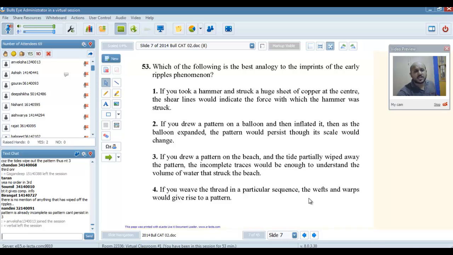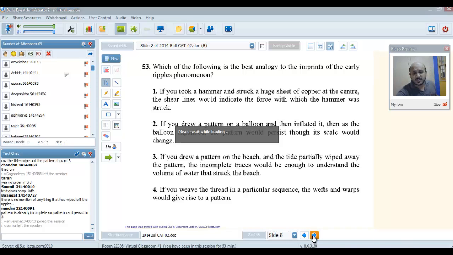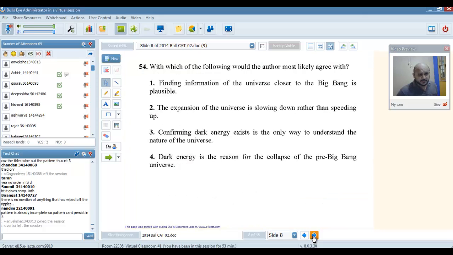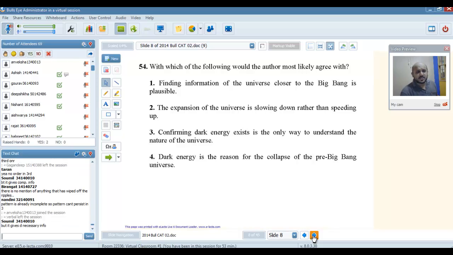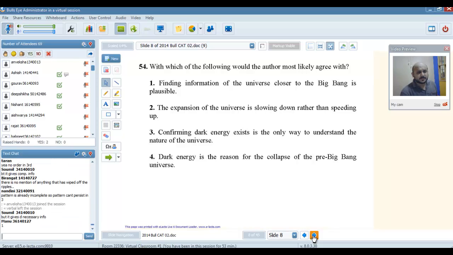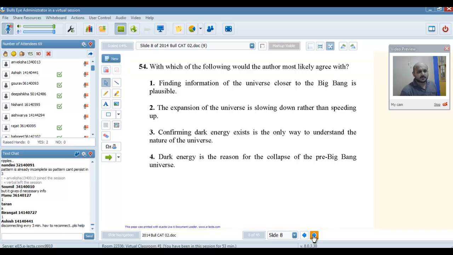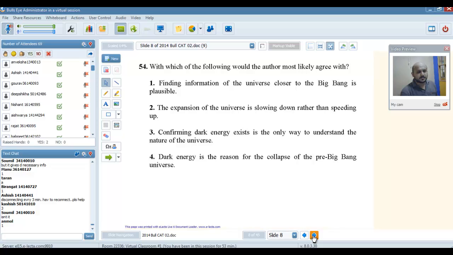The third question for this passage. Question number 54. Guys, 10 seconds. Give me the answer to this question. One, two, three, four. So slightly debatable question. We are getting slightly different answers for this one.